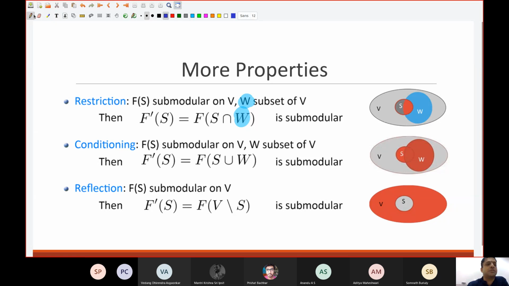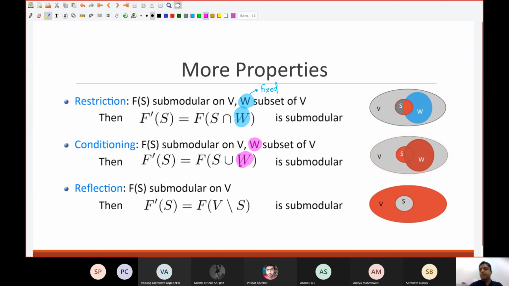W is fixed. Or in fact, all of these are fixed. All the examples are fixed. So I'm going to do this intersection with a fixed set. Very easy to show. I don't think we should. In fact, most of the times I'm not going to just give proofs. Likewise, if you have W as a subset, but in this case, this W is again fixed.